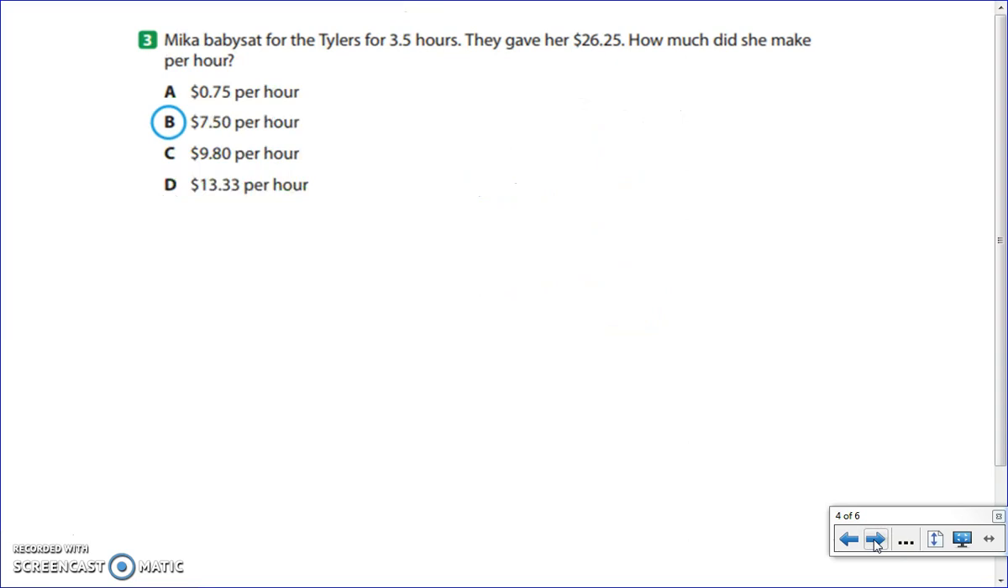Number 3 says that Micah babysat for the Tylers for 3.5 hours. They gave her $26.25. How much did she make per hour? So when I see per hour or per anything, I always think of unit rates, like what we did in the first unit. So I really want to know what is per 1 hour. We know that she received $26.25 per 3.5 hours.